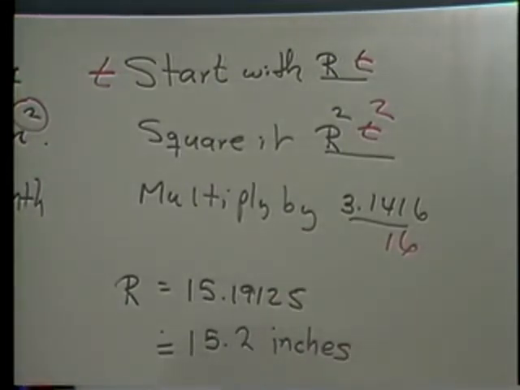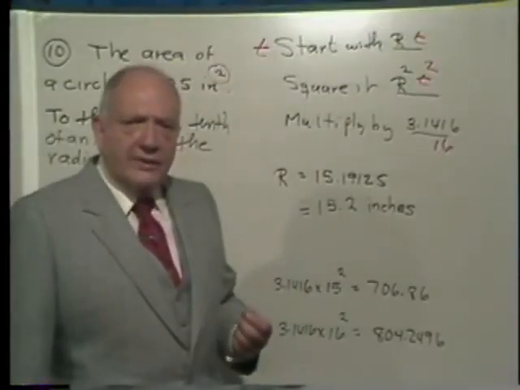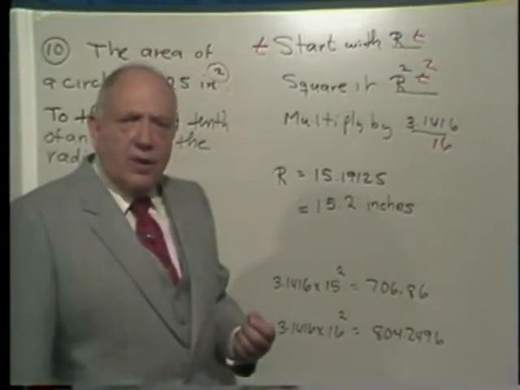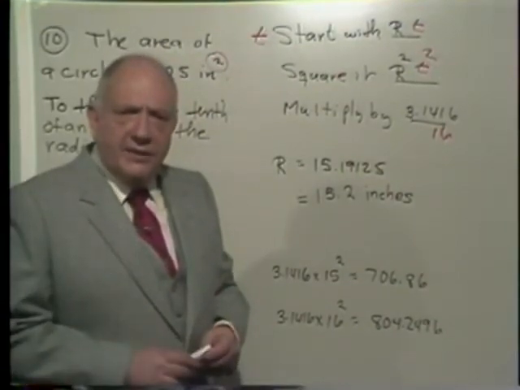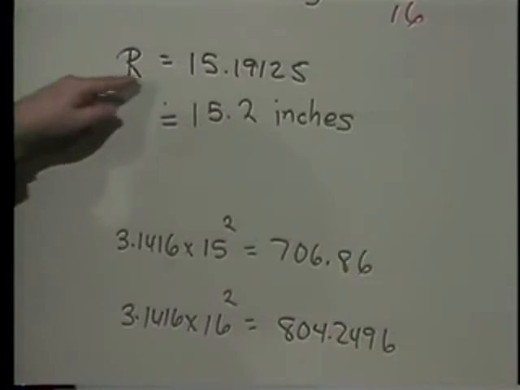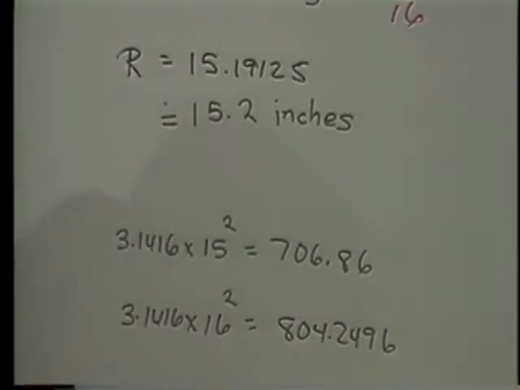But do you notice how the problem was very, very similar? In other words, in terms of a program, what did we do? We took an input, we squared it, and we multiplied it by a constant. In one case, the constant was 16. The other case, the constant was 3.1416. But basically, the idea stayed the same. And again, there's where we got the answer from. And the answer was 15.2 inches.